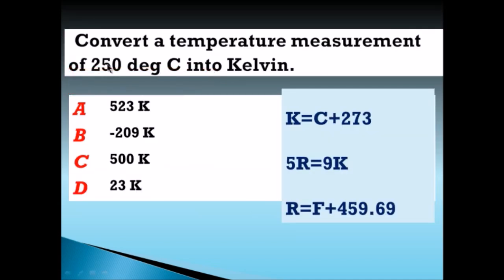Convert a temperature measurement of 250 degrees Celsius into the equivalent Kelvin. We all know that temperature is the measure of hotness or coldness. For temperature measurement we primarily have four scales: Kelvin, Celsius, Rankine and Fahrenheit. With these equations you can convert any of these quantities into the other. If we want to convert 250 degrees Celsius into Kelvin, we just put the value here, and the answer is 523 Kelvin. Any question or combination can be asked from this, so you have to remember or write this table.